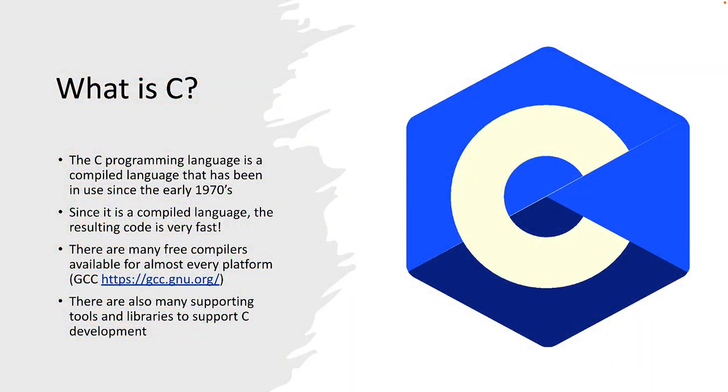So exactly what is C? The C programming language is a compiled language that's been in use since the early 1970s. So there's tons of legacy code out there. It's been used for a very long time on a lot of different applications. Maybe not so many new applications, but there are some specialized use cases where C really shines through, and we'll talk about that a little bit later in this presentation.